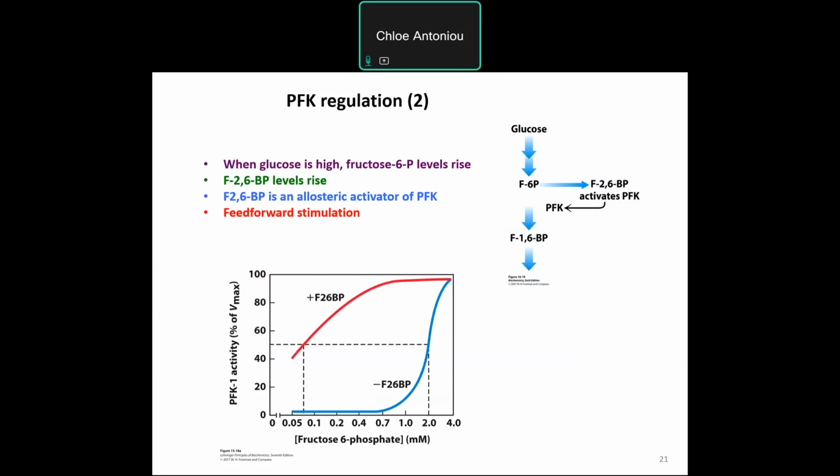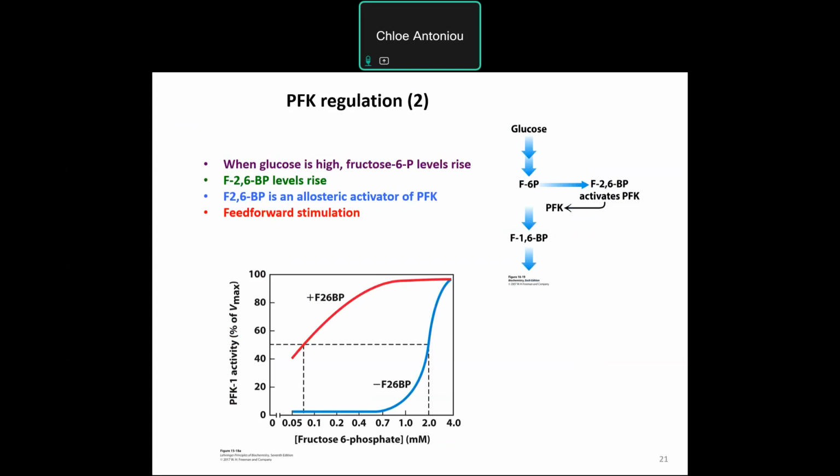Okay, so you guys are masters of enzyme kinetics, aren't you, by now? Yes, you are, I hope. So if you look at this graph, on the y-axis is the PFK activity. It's the activity of PFK. And on the x-axis, you see the fructose 6-phosphate concentration. That's the substrate concentration. And you see the curve, which is blue, which is the curve without fructose 2,6-bisphosphate. And then you see in red the curve with fructose 2,6-bisphosphate.